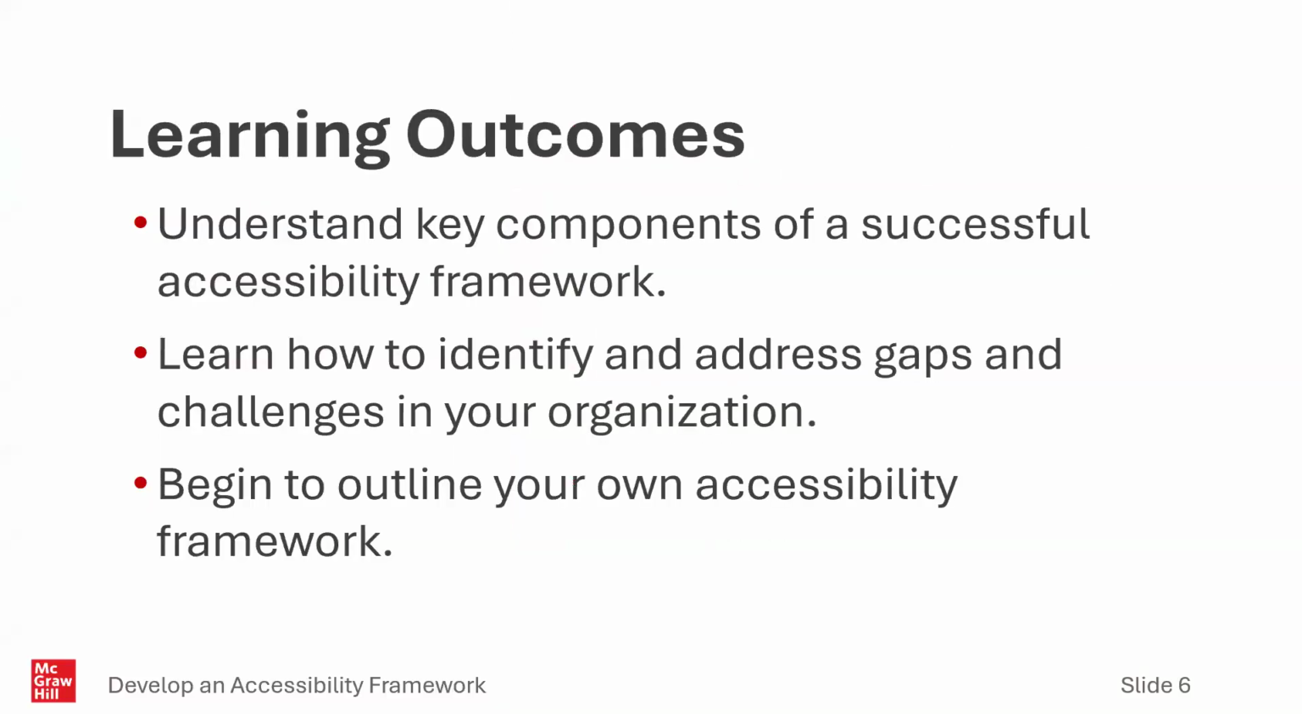If we want to go over some learning outcomes today, we hope that at the end of this session, people will understand the key components of a successful accessibility framework. Basically, strategy for organization, how to do accessibility. We're calling it a framework. And then also learn how to identify and address gaps and challenges in your organization. And finally, we're hoping that during this session, we can begin to outline your own accessibility framework for your organization and what steps you would like to take next.